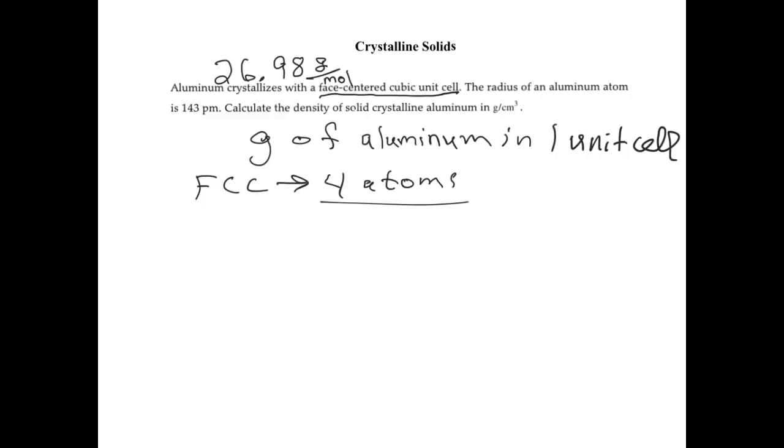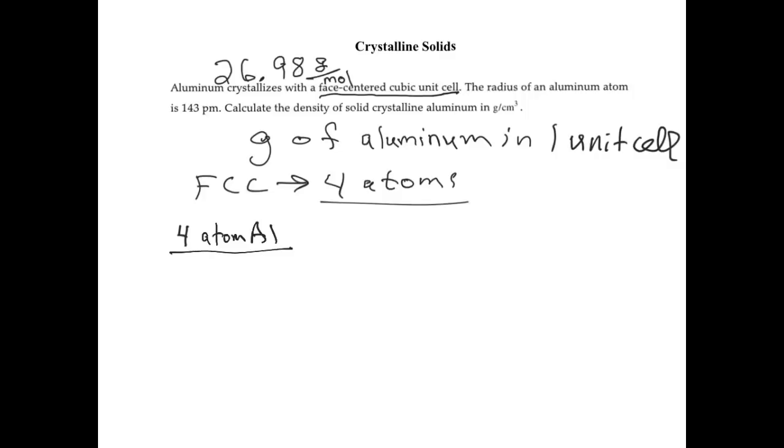Okay? So there's 4 atoms. So we have to figure out how many grams 4 atoms of aluminum are. That's where we start using things like Avogadro's number. Do you remember Avogadro's number? So we want to convert 4 atoms to grams of aluminum. And there's exactly 4 atoms, so this has an infinite number of significant digits because there's exactly 4 atoms in the face-centered cubic. Okay, so there's 4 atoms of aluminum.